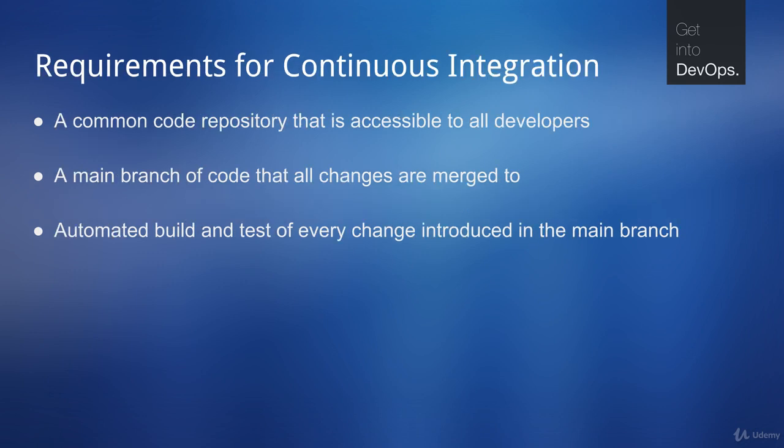Here are the main requirements for a reliable continuous integration process. First of all, there needs to be a common code repository accessible for all developers. The code repository should have a main branch, which is the baseline where all individual changes are merged. An automated build and test server should be in place, and automated tests should be run whenever a change is introduced in the main branch.